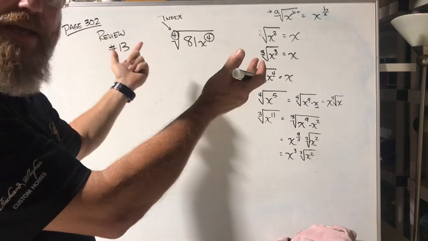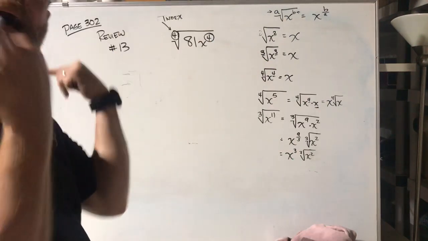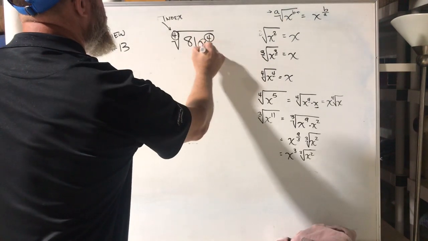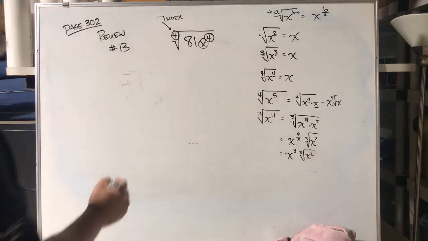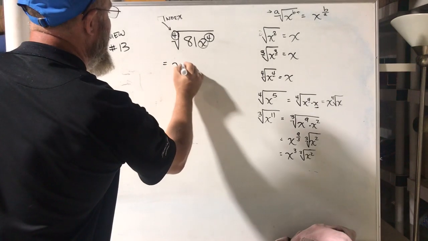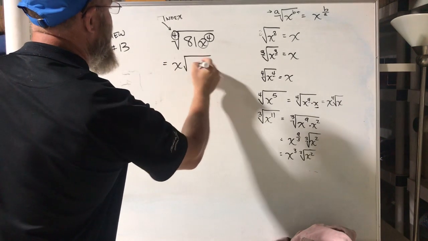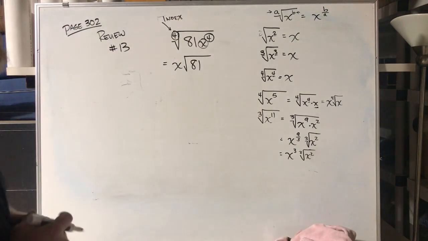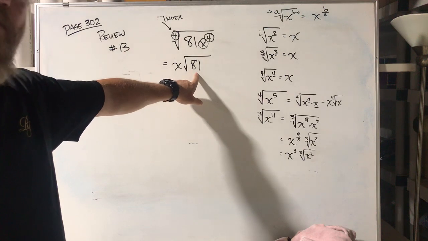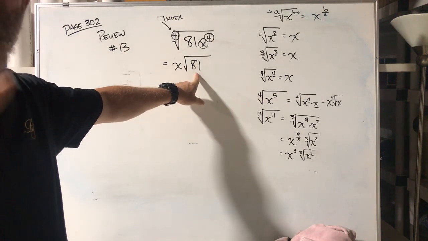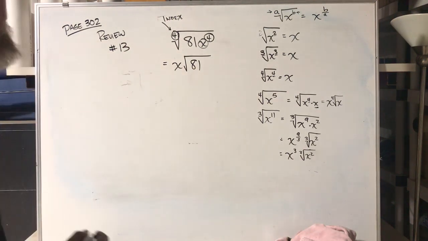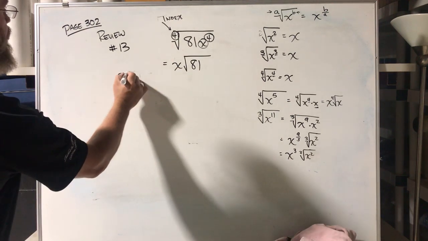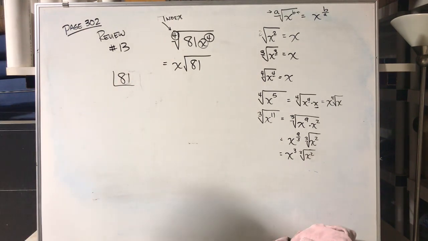So they're the same thing. So we can pull out the base. Right? So I can rewrite that as x, I take that out of the radical, times 81. Now, we need to factor 81. We need to prime factor it. Okay? So I'm going to take 81 over here, and I'm going to prime factor it.